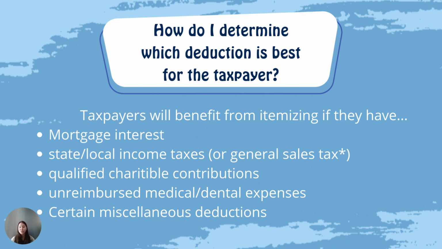But as a go-to, taxpayers will benefit most from itemizing if they have mortgage interest, state or local income tax, qualified charitable contributions, unreimbursed medical and dental expenses, or other qualified miscellaneous deductions. These are just indicators that, hey, you might want to look into itemizing for your taxpayer.